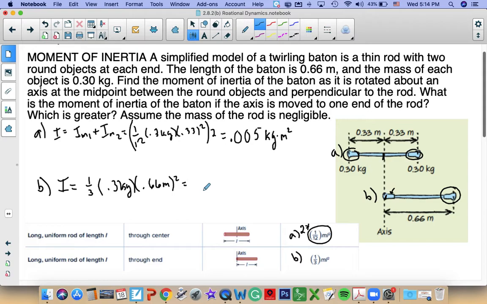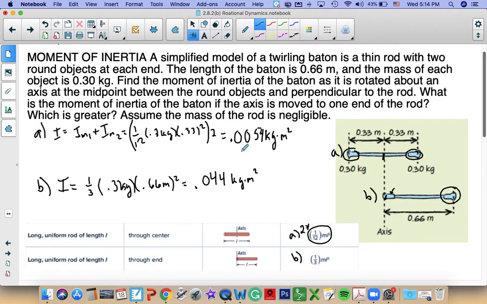So let's do this one now. So we have 1/3 times 0.3 times 0.66 squared. So for this one, we get 0.04356, so 0.044, and up here I probably could give us another number, it's 0.0054, and kilograms times meters squared. Alright, so let's compare these two. Which one's bigger? Well, you're like, well, there's a 5 there and 4 there, but there's an extra 0 here. So this one's pretty tiny, 0.0054 kilogram meter squared. This one 0.044.